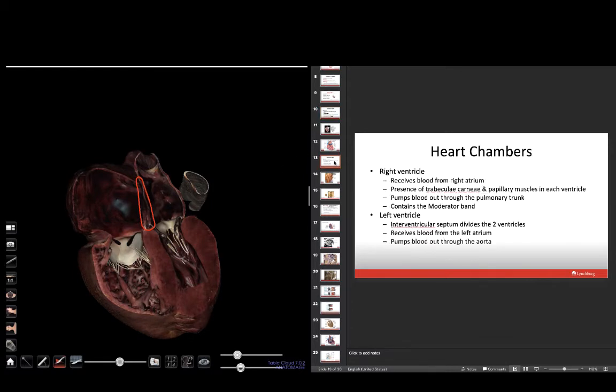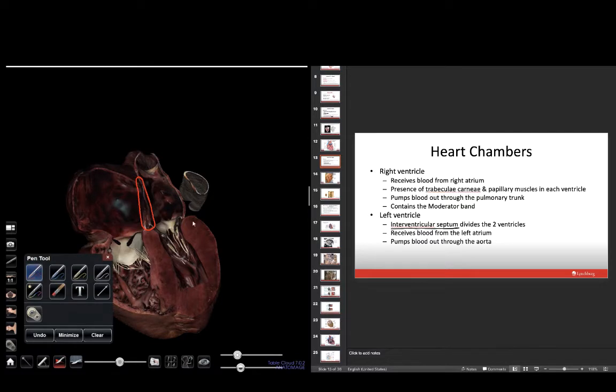Now, some other structures that are important. If we come down to our ventricles, we have a very similar setup. So we have an interventricular septum, and septum means wall. And so we're going to see the same thing here in the ventricles. So we're going to have this interventricular septum that's separating the 2 walls of the ventricles.